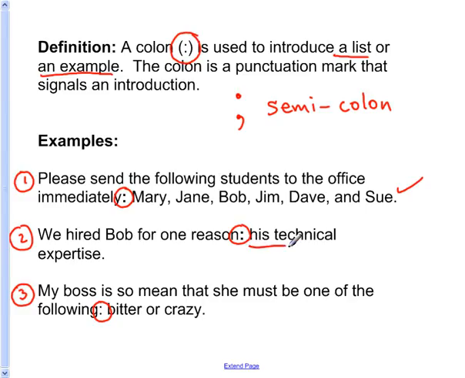In the second example, his technical expertise is an example of what comes before the colon. It helps explain what comes before the colon, the word group that comes before the colon. And the same occurs in question number 3. In all 3 examples, the colon signals an introduction of information.